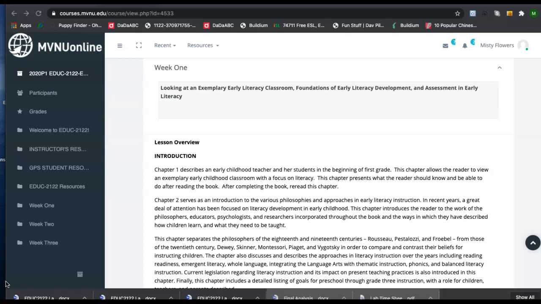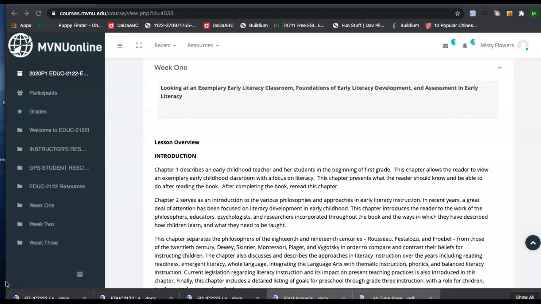This week we're looking at chapter 1, which is looking at an exemplary early literacy classroom. And this chapter allows you to view an exemplary classroom with a focus on literacy. It presents what you should know and be able to do after reading this book.